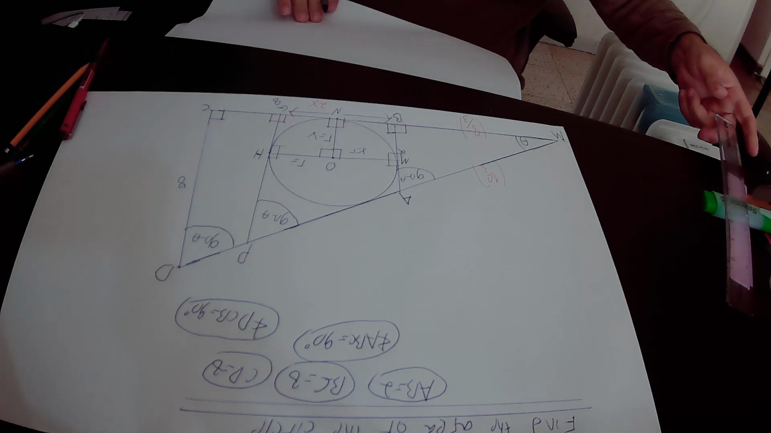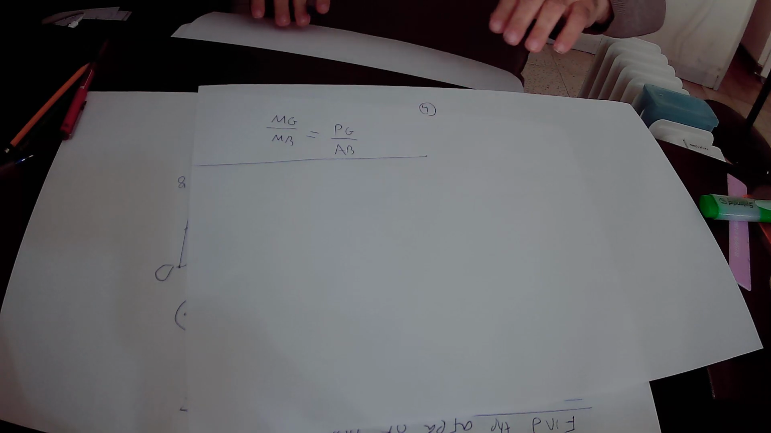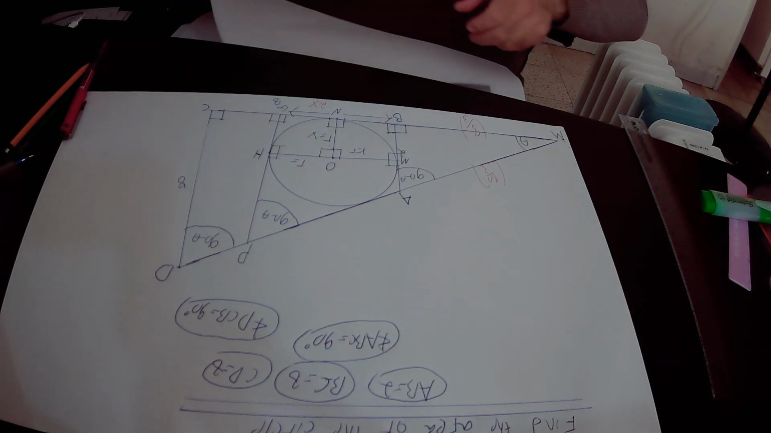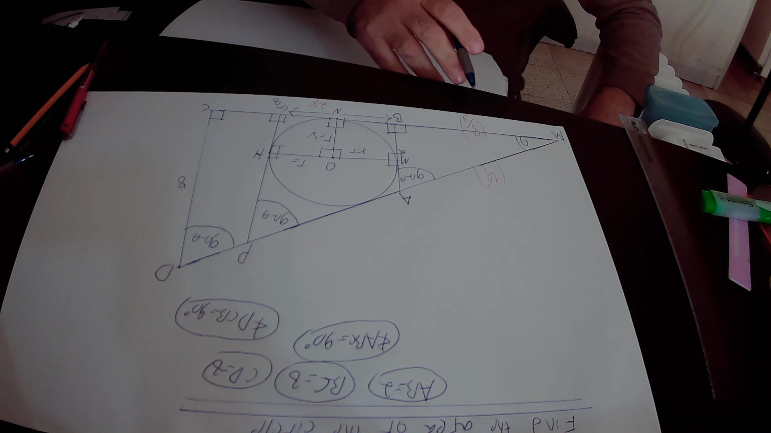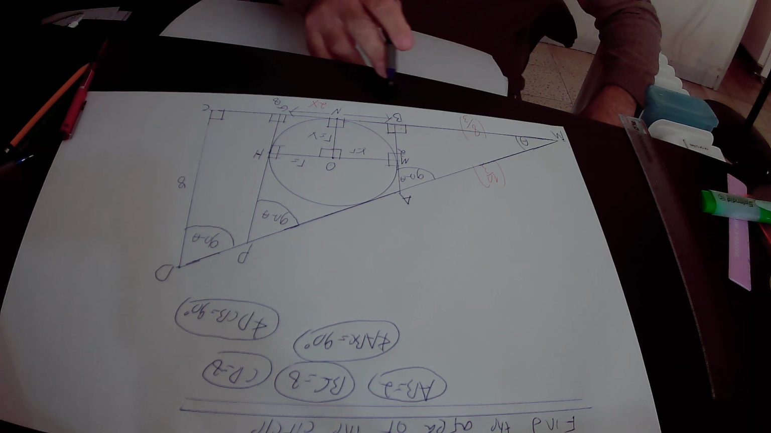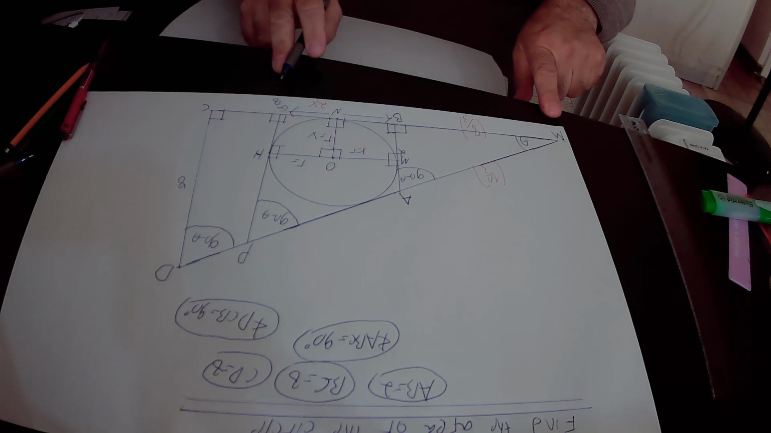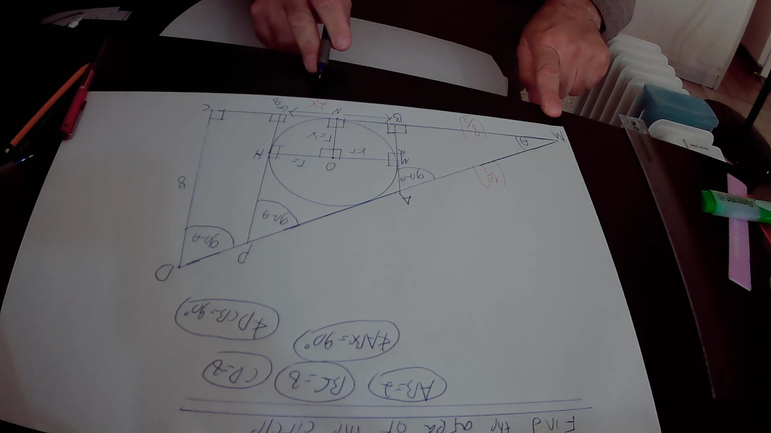Repeat again. MG over MB equals PG over AB. MG equals 8 over 3 plus 2x. MG equals MB plus BG. And MB plus BG is 8 over 3 plus 2x.